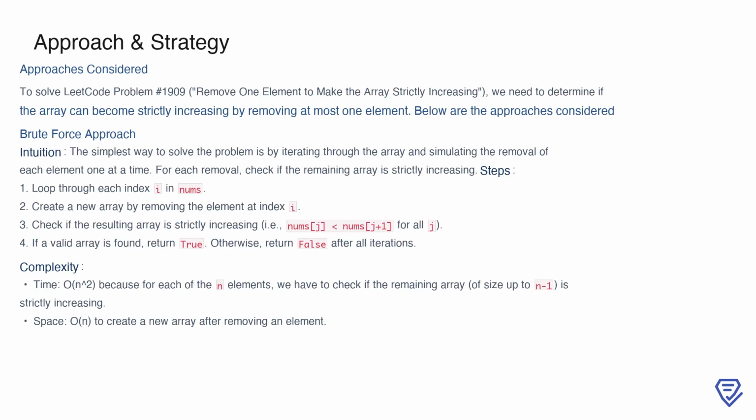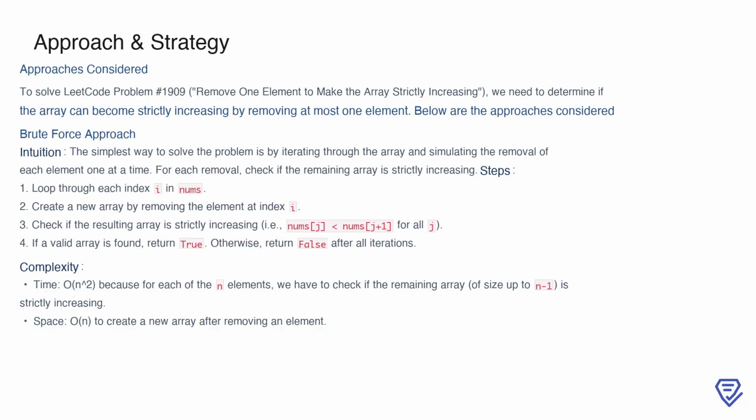To solve the problem, we need to determine if we can make the array strictly increasing by removing at most one element. The brute force approach is a straightforward way to tackle this. The idea is simple: for each element in the array, simulate its removal, then check if the remaining array is strictly increasing. This involves looping through each index, creating a new array without the element at that index, and verifying the condition that every element is less than the next. If we find even one valid array that satisfies this, we return true. Otherwise, after testing every possible removal, we return false.